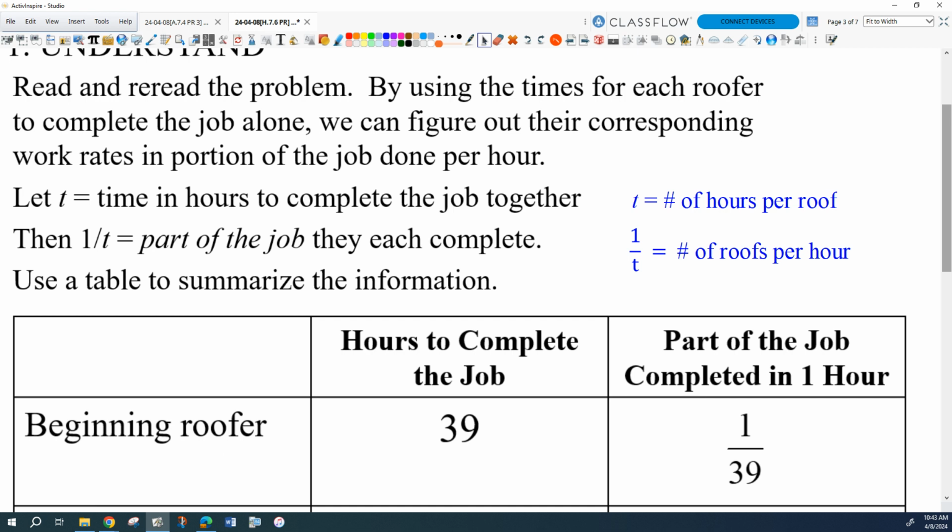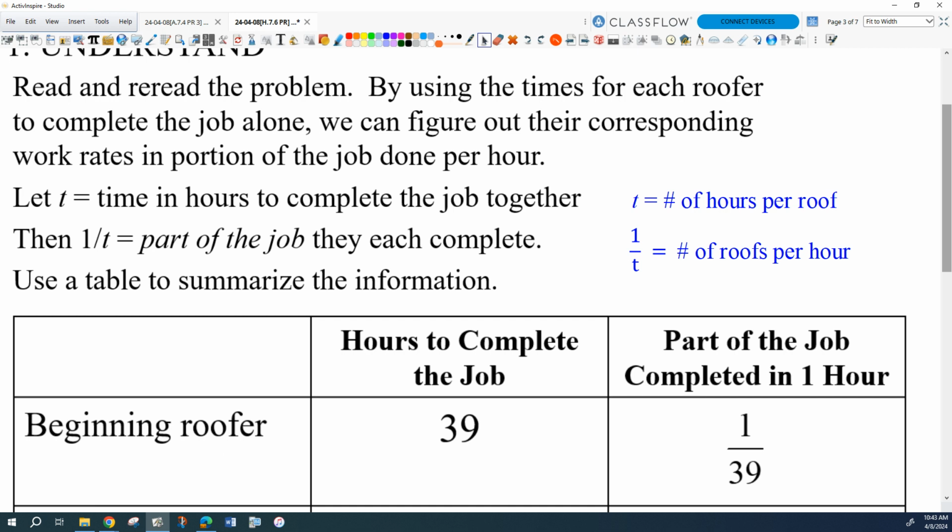We could ask ourselves, what portion of the roof is being finished per hour, right? If it takes an experienced roofer 26 hours per roof, how many roofs per hour is that guy doing? Is he able to?